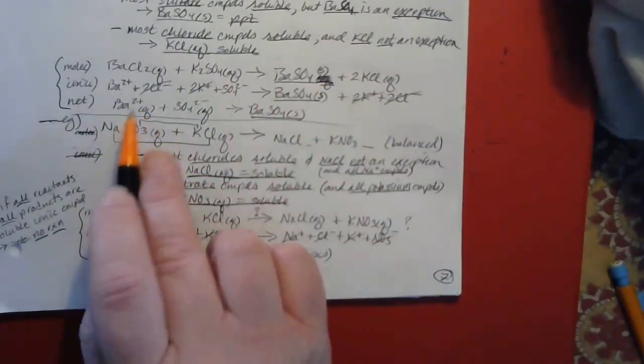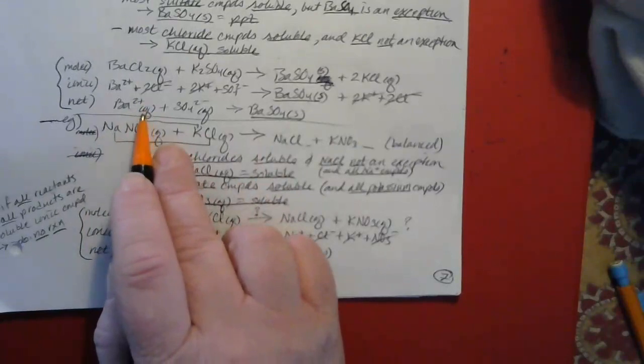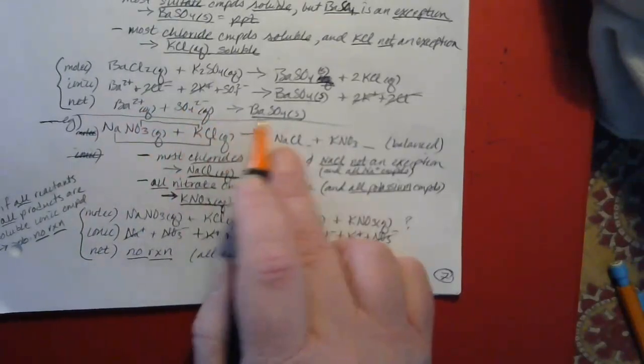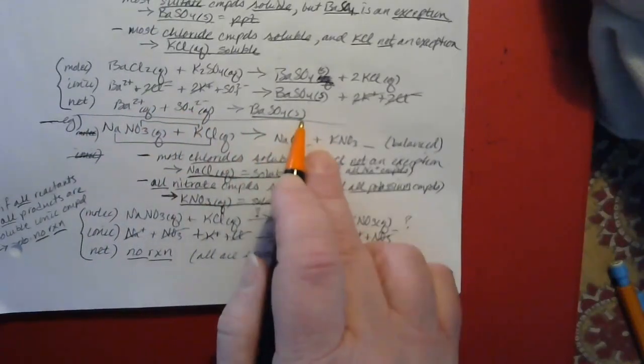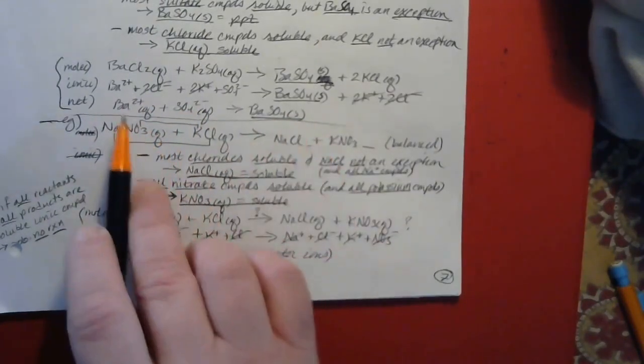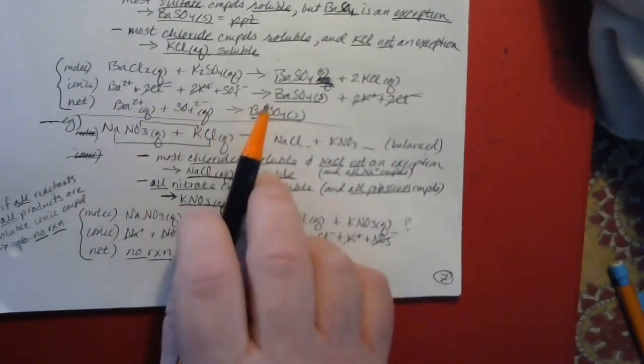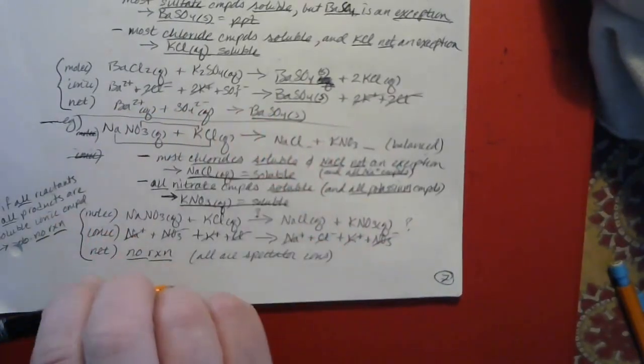And your net ionic reaction would be barium ions, and I decided to write the aqueous this time, plus aqueous sulfate ions yield barium sulfate solid. And again, that tells you anytime you get barium and sulfate ions together in solution at the same time, you will get barium sulfate solid forming.